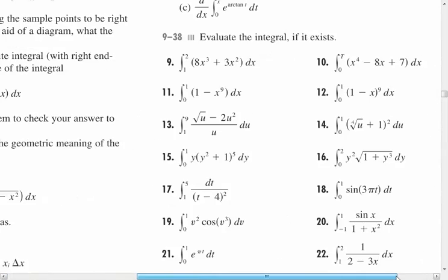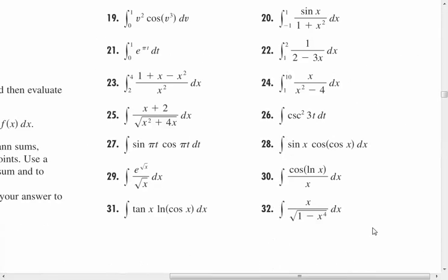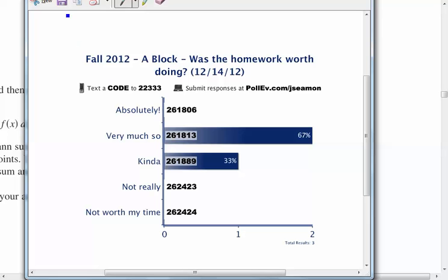So did you try u-substitution on the problem? Yeah. You did? Did it work? No. No, it didn't work? Okay, so let's try it out.